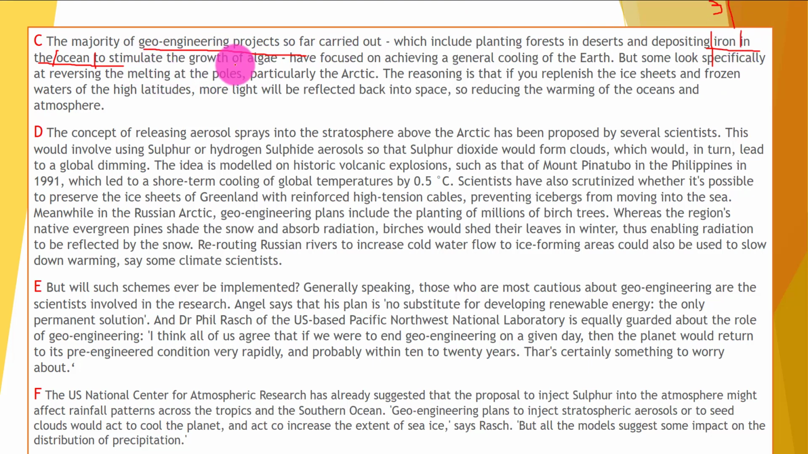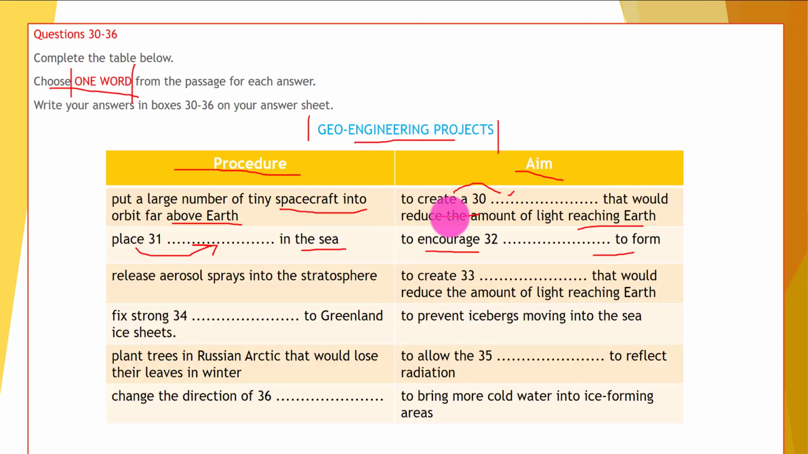To stimulate the growth of algae. Again, we have stimulate growth of something. This is our answer for question 32. As you see, placing iron in the sea to encourage something to form, and these were actually easy to answer. Now let's go to the next set of our questions.